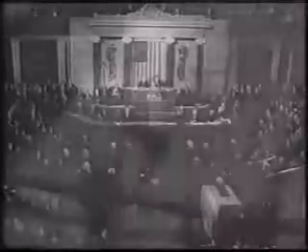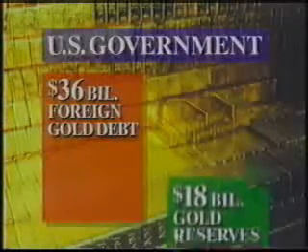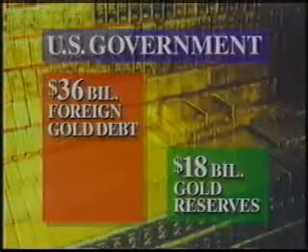But the more money the U.S. printed, the more it eroded the value of the dollar. Nervous foreigners began redeeming their dollars in gold, as they were entitled to do under the Bretton Woods Agreement. After paying out billions in gold, the U.S. was left with $36 billion worth of outstanding debt to foreign creditors and gold reserves worth just $18 billion.